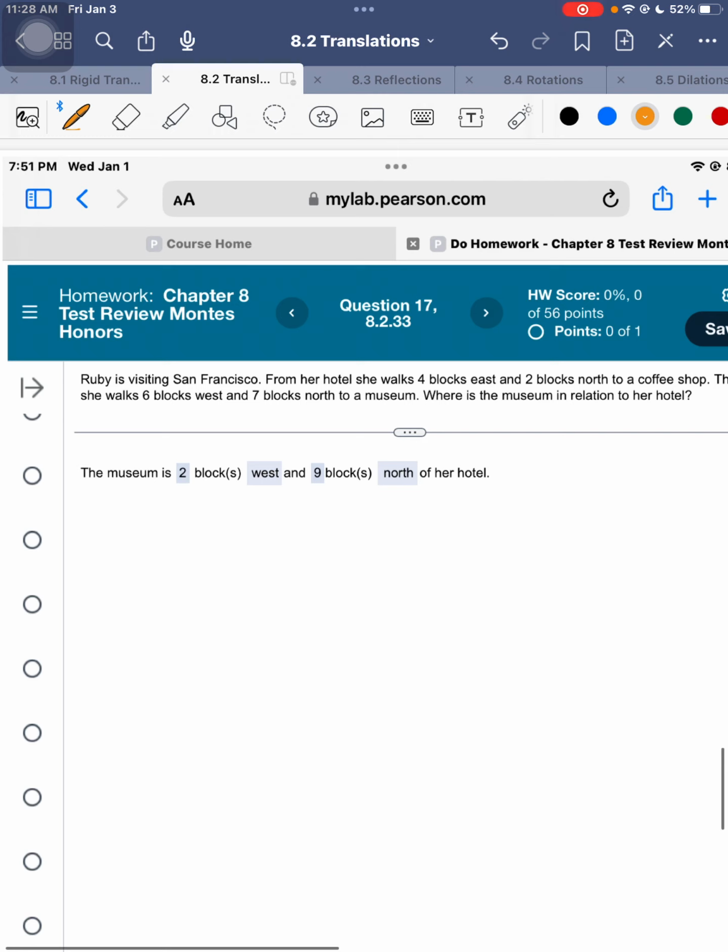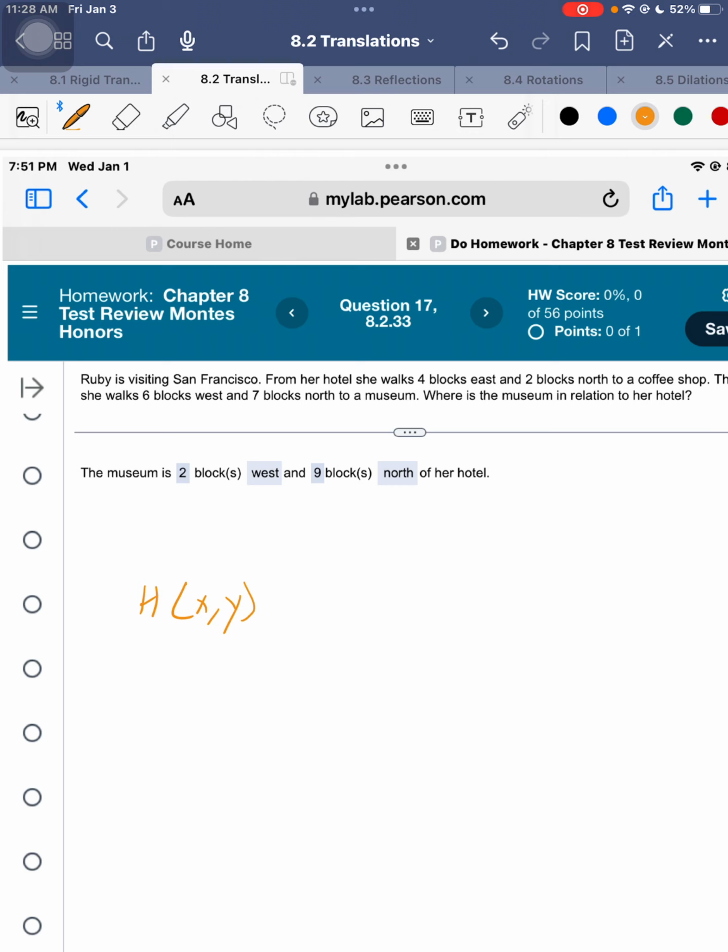Now, Ruby is visiting San Francisco, okay? From her hotel, she walks 5 blocks east and 2 blocks north. So her hotel, let's just say her hotel is x comma y. Doesn't matter what it is, x comma y.